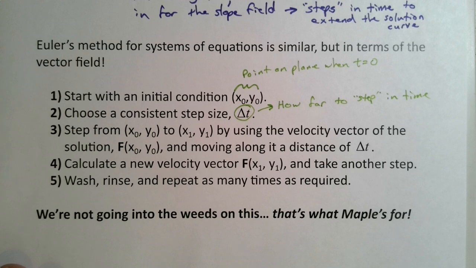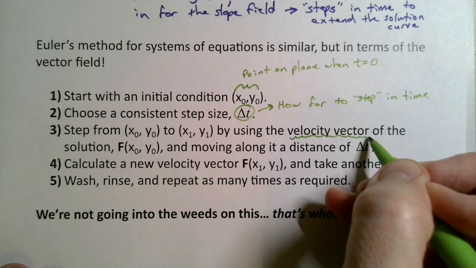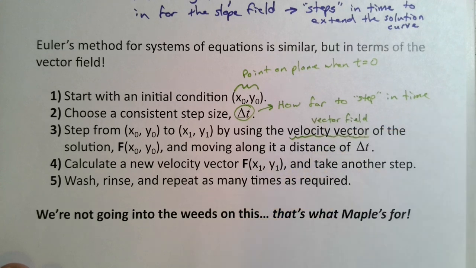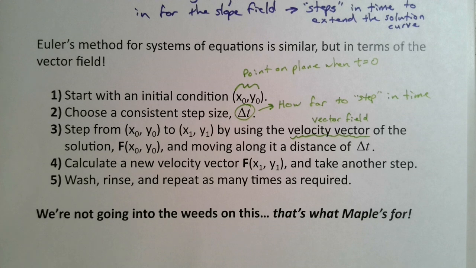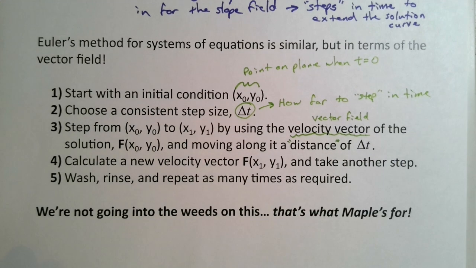We don't know. But we're going to be using the velocity vector, and that velocity vector is coming from our vector field. And moving along that distance, or a distance, I'll put it in quotes here because it's not really a distance, but a distance in the time dimension. And then we calculate a new velocity vector, take another step, wash, rinse, and repeat. You just keep doing that until you've either gotten to where you wanted to go or you've taken the number of steps that you wanted to take.